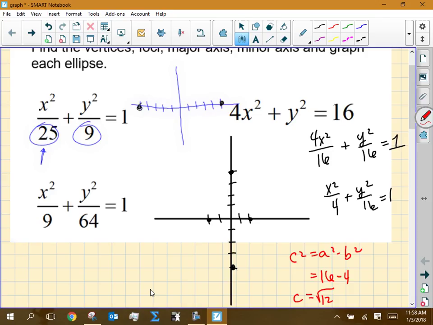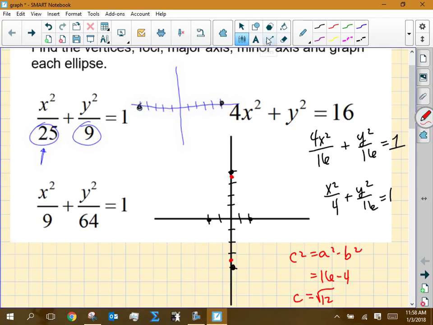So root 12 is 3.87, so 3.87 maybe about right there. We had to ballpark those. But that gives us the criteria then that we can use a smooth curve to go through those black vertices. Pretty much every question is like that, pretty straightforward.